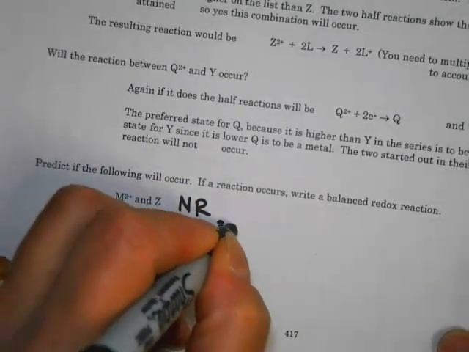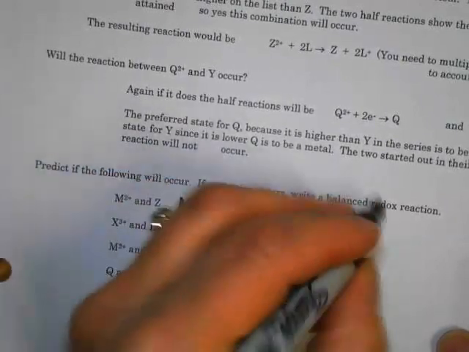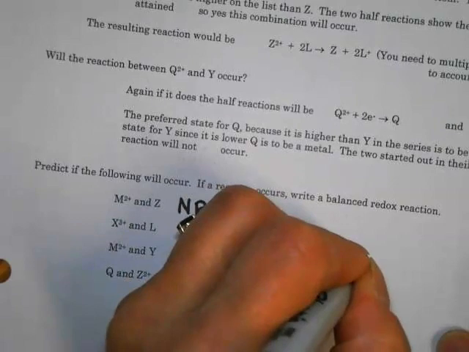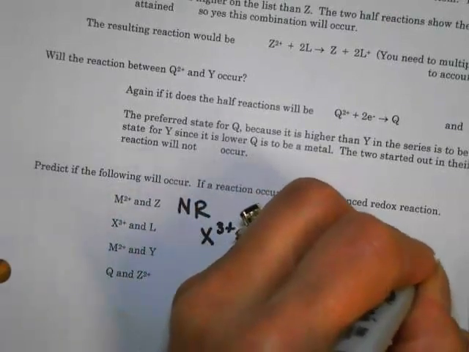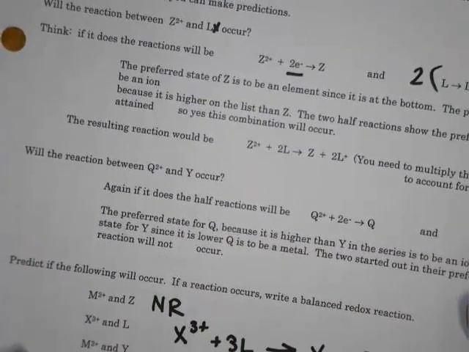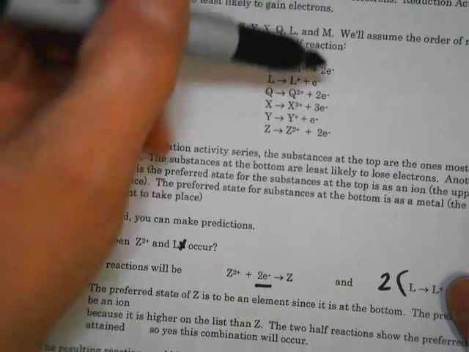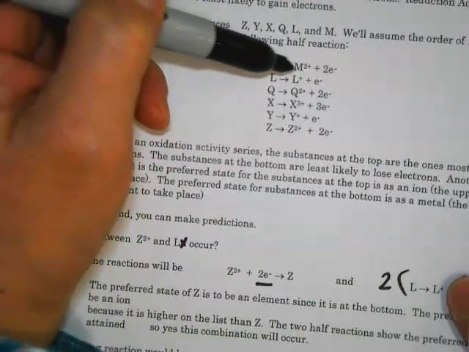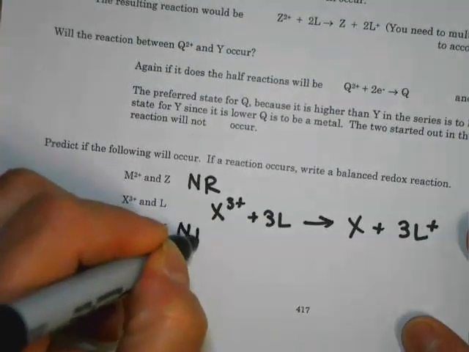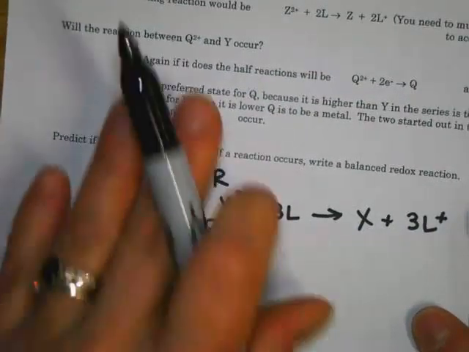So X3+ is going to react with 3 L's, because remember we have to have the electrons balance out. So I'm going to get X, and I'm going to get 3 L+'s to make sure that I have the right number of electrons moving. Okay, next one, M2+ and Y. Again, M is all the way at the top. M's already an ion, so we're not going to get a reaction there either. So no reaction here.